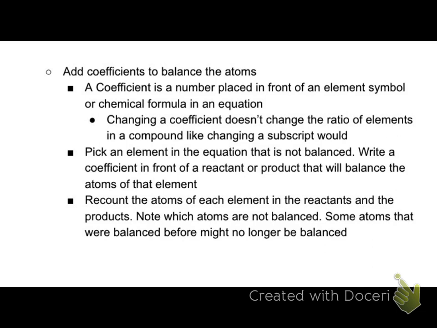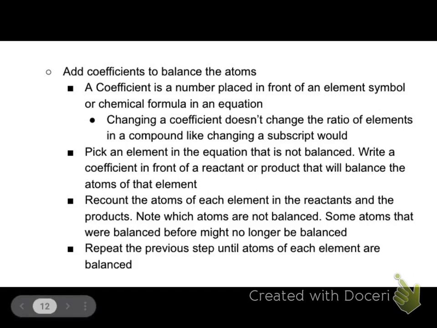So if you change the number of one element and that unbalances another element, then you need to go in and add another coefficient in order to balance the now unbalanced element, which means this is really a process of trial and error. It's going to take some trying. And you're going to repeat adding coefficients until you are able to balance all of the atoms in the whole equation, and then your equation can be considered balanced.